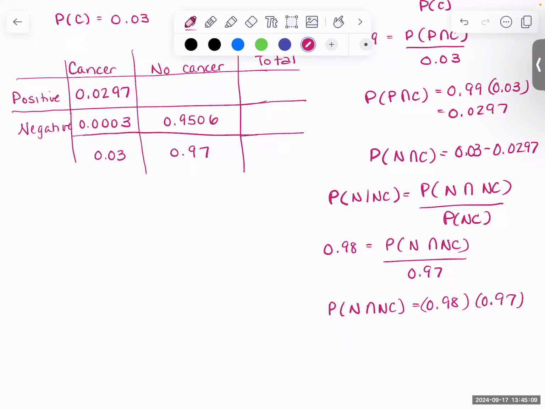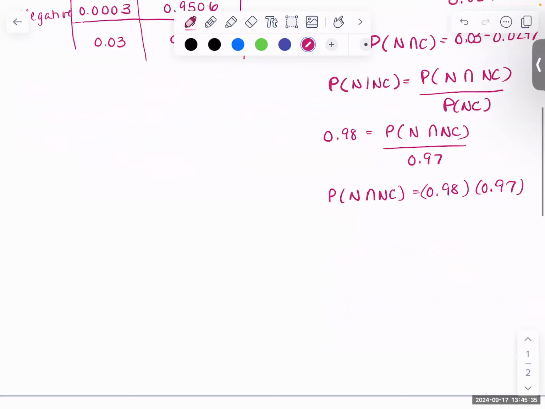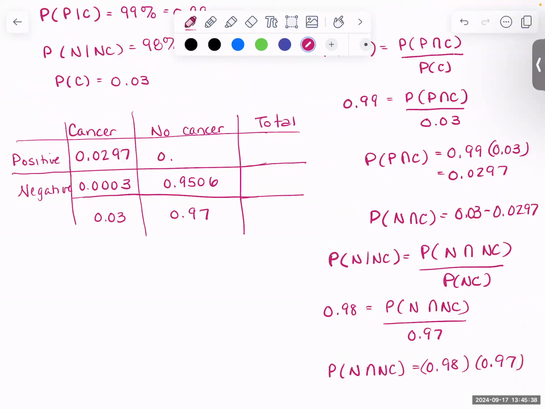So now I can find the cell above because I know that testing positive with no cancer and testing negative with no cancer have to add up to the probability of not having cancer, which is 0.97. So if I take 0.97 and I subtract the 0.9506, I'll get that first row, second column cell. And that's going to be 0.0194.